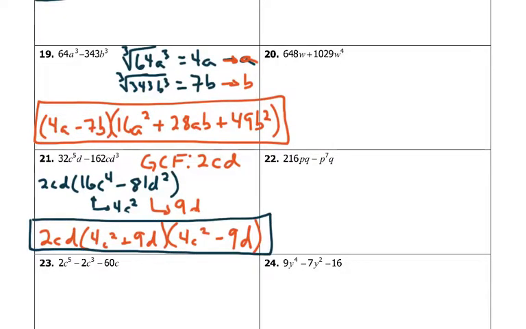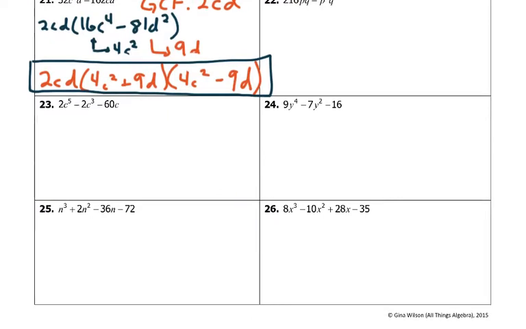Very good. Working our way down to 23. GCF is 2C. So let's write that out. We're going to put that on the outside, and simplify this, divide them out. We get c to the fourth minus c squared minus 30. So GCF has now been taken out.